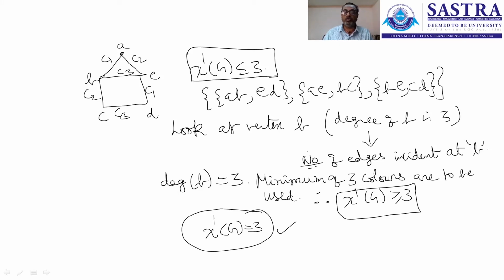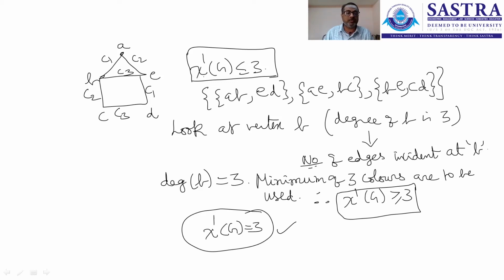Now what is the speciality? How did I take this vertex B? If you look at the entire graph, when I count the degrees of all the vertices, I have either 2 or 3. 3 is the maximum here, and therefore your edge chromatic number, or edge coloring number, should always be greater than or equal to your delta.